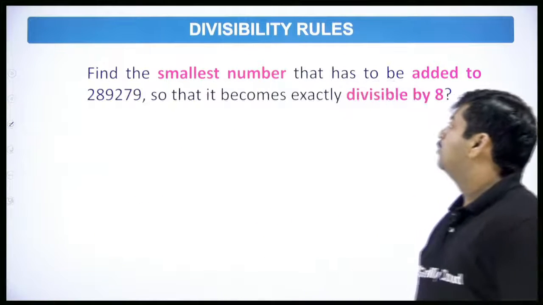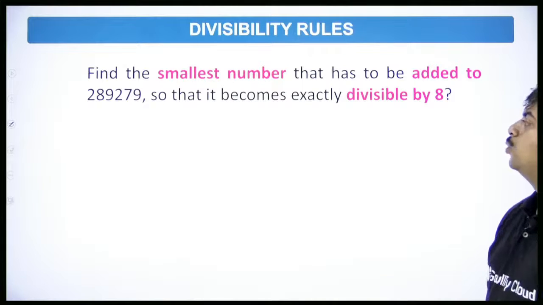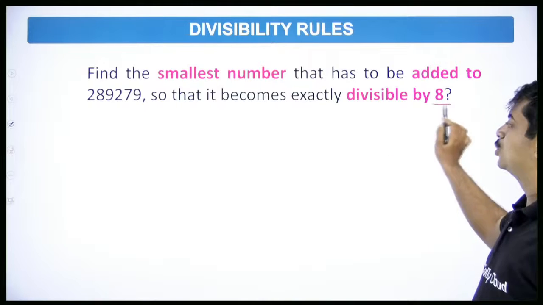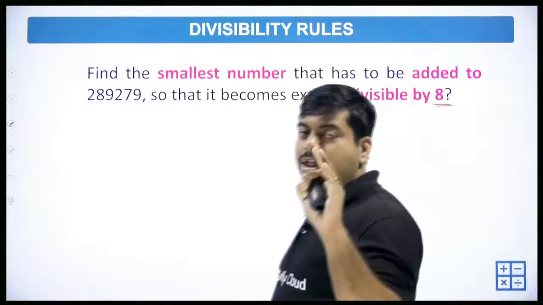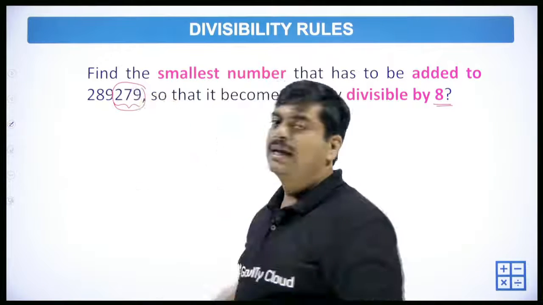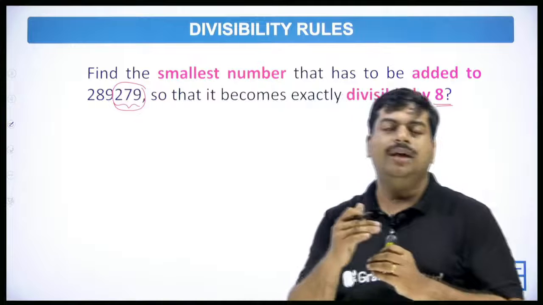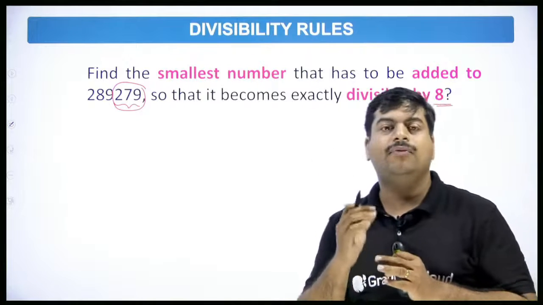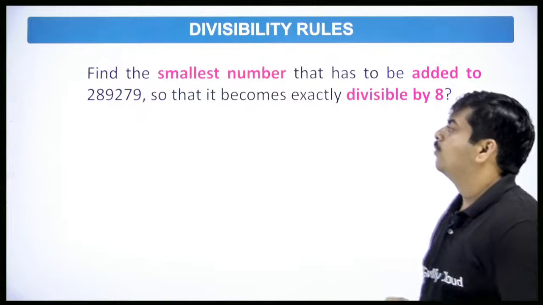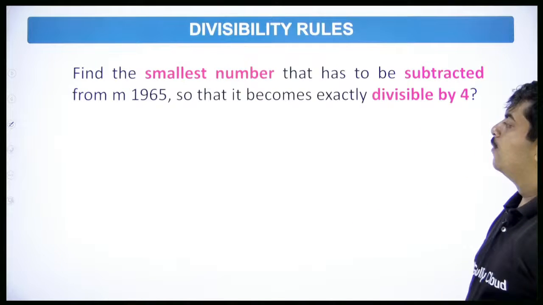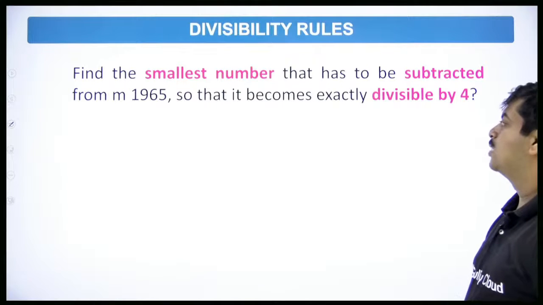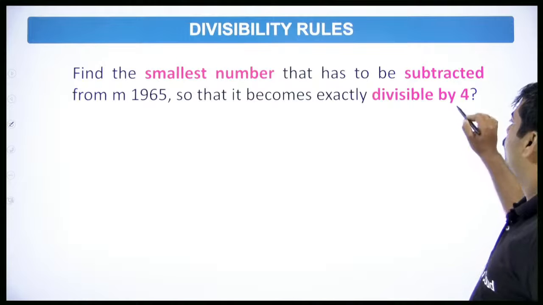Find the smallest number that has to be added to 289279 so that it becomes exactly divisible by 8. For 8, no need to check the entire number, just check the last 3 digits, and see the nearest number to that, so that the complete number is a multiple of 8 or it is divisible by 8. Okay, so that is one question you can go for. And we have one more question. Find the smallest number that has to be subtracted from 1965 so that it becomes exactly divisible by 4.